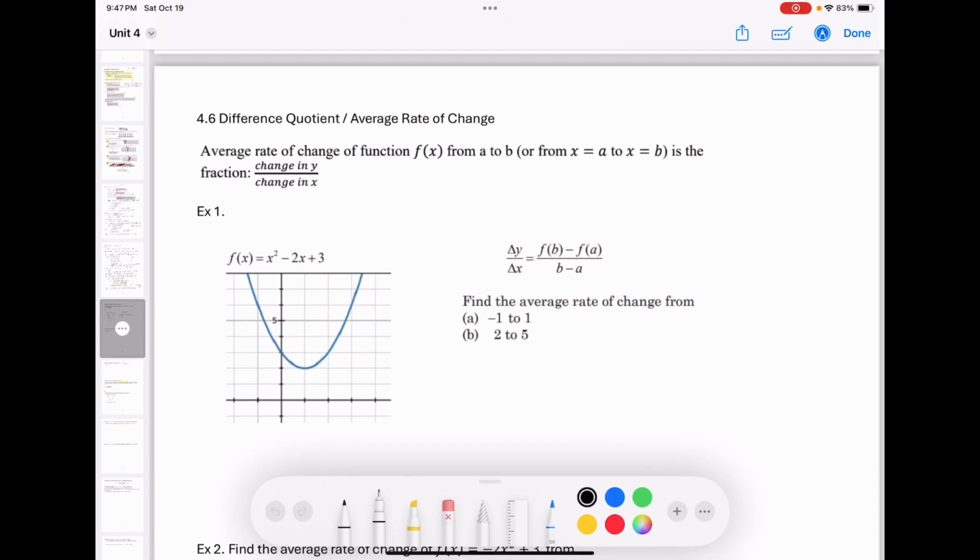Hello everyone, this is Hating Tian. Today we are learning difference quotient average rate of change.